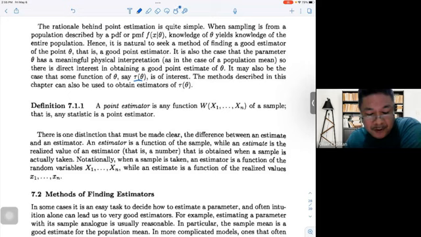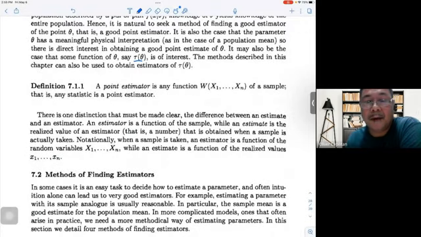The first definition: a point estimator is any function of the sample. So a point estimator is actually a statistic, which we defined in chapter 6. Any statistic is a point estimator because a statistic is a function of the sample and does not contain any parameter.